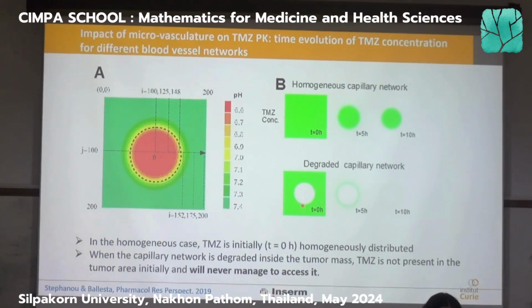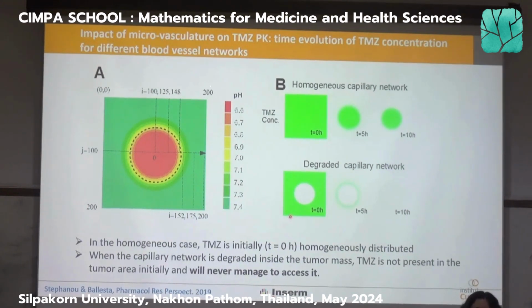The second case is when the blood vessel network is damaged, and basically the drug will be delivered in the border of the tumor and will not be delivered in the center. So this is time t equals 0. This is when you put the drug. And this is to represent different blood vessel network because the drug comes from the blood vessel. And as you can see, when you give the drug uniformly, the temozolomide can actually enter the tumor.